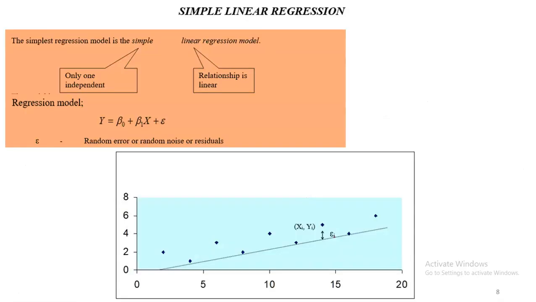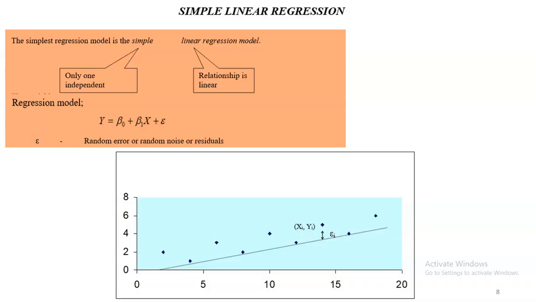Okay, the first one is simple linear regression. The simple comes from the fact that we are using only one independent variable, and the linear comes from the fact that we are observing a linear relationship. So that is the simple form of regression model that we are learning. The regression model looks like y is equal to beta naught plus beta 1 x plus epsilon. The epsilon, as I told you earlier, is a random error, random noise, or sometimes denoted as a residual.